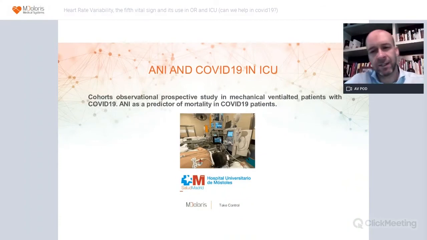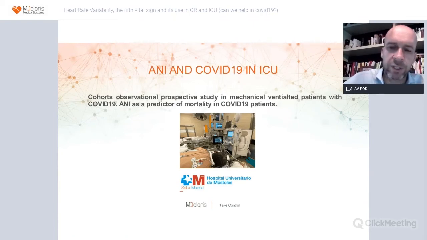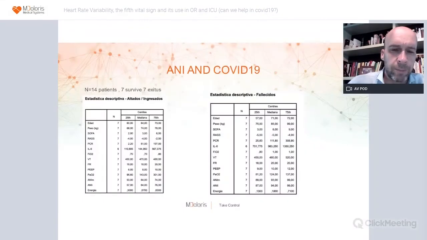So taking into account all these ideas that we have seen already published, in Hospital de Móstoles we have conducted a trial that will be published very soon. We have the preliminary results here that I'm going to share with you. This is a very short study. We have only 14 patients, 7 that survived and 7 that died. And here you have the descriptive statistics.